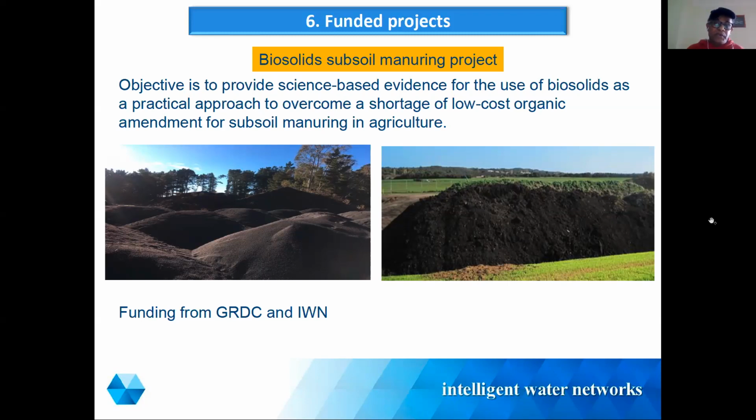So I talked about 2 funded projects. One is the Biosolids to Biochar project. The other is the Biosolids Subsoil Manuring project. So these 2 are already funded.